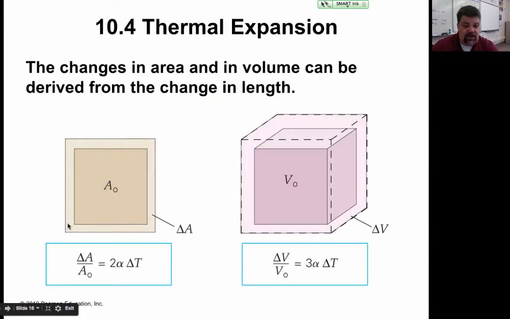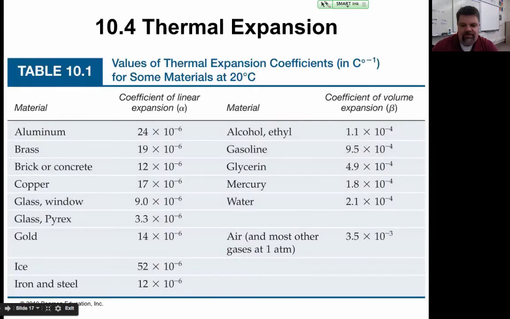Well, if things expand in 1 dimension, then the area would expand in 2 dimensions. In other words, this length would expand and this length would expand. And we would use this formula to calculate the change over the initial. So for area, it'd be 2 alpha delta T, and for volume, it'd be 3 alpha delta T. And that's because we're multiplying that expansion coefficient times each dimension. So area is 2 dimensions, volume is 3 dimensions.